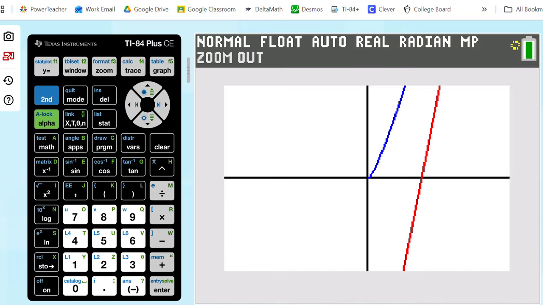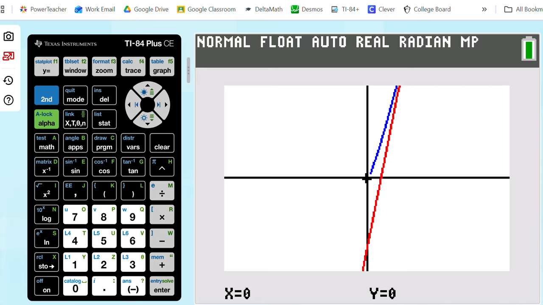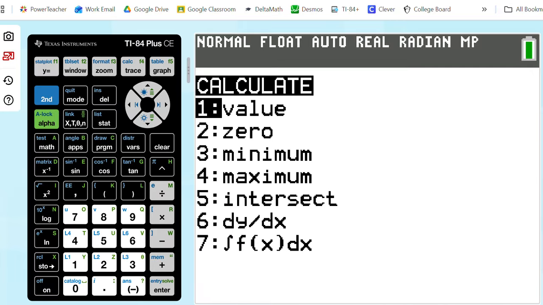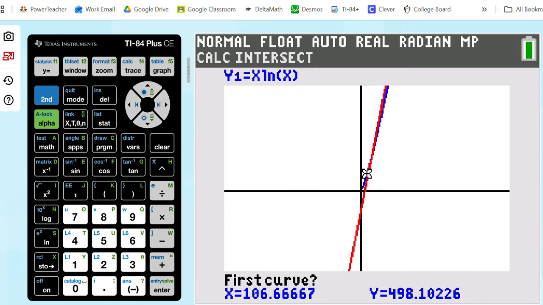So if I zoom out a little bit more, eventually I'm going to get to where these things hopefully intersect. So I'm going to move up closer to where it looks like they're getting closer to intersecting, and tell it to zoom out again. And somewhere across there, it looks like they've certainly intersected now. So I'm going to hit second and then trace, and I'm going to choose option 5 this time, which is intersect.